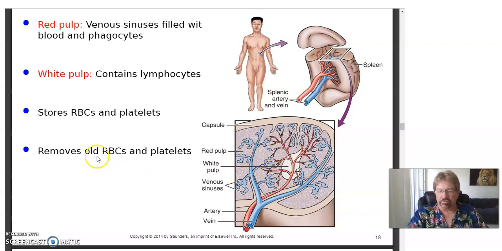It also filters and removes old red blood cells and platelets, and they're recycled. Red blood cells, guys, have a lifespan of about 120 days. I didn't say that before. So we're using them and making them, and they're being recycled and reborn all the time. And the spleen plays a big role in that.